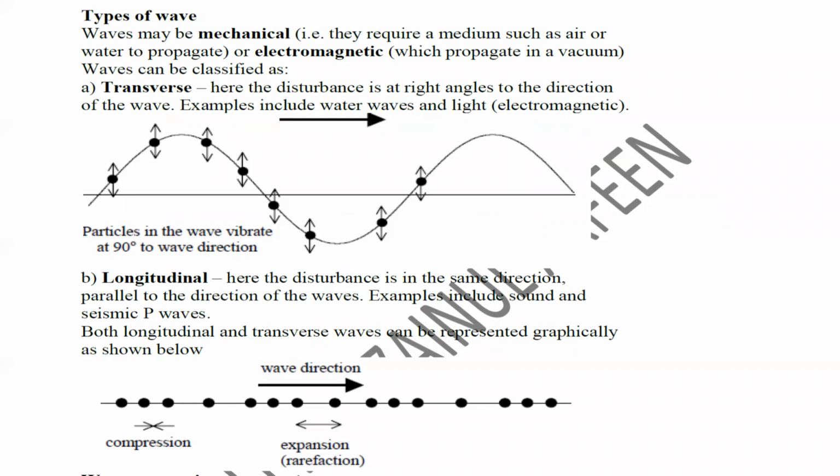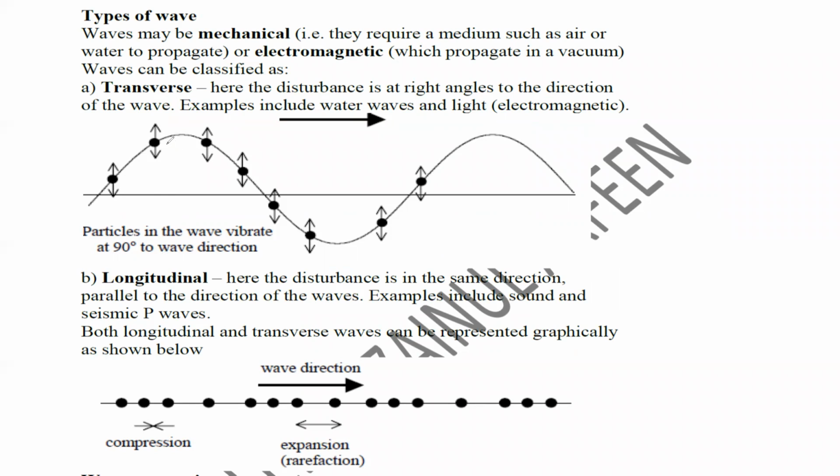So a wave may be mechanical. Mechanical wave means it requires a medium, like sound waves. They need particles to travel. And a wave can be electromagnetic. Electromagnetic means a wave that can travel without a medium. And then it can be further classified into transverse and longitudinal.